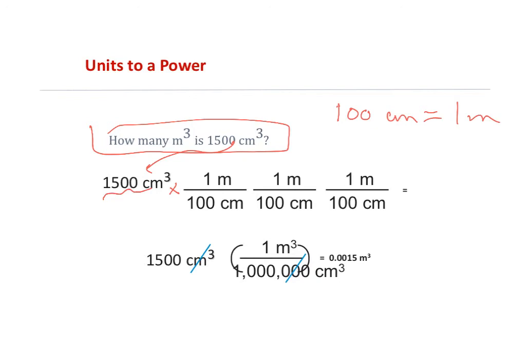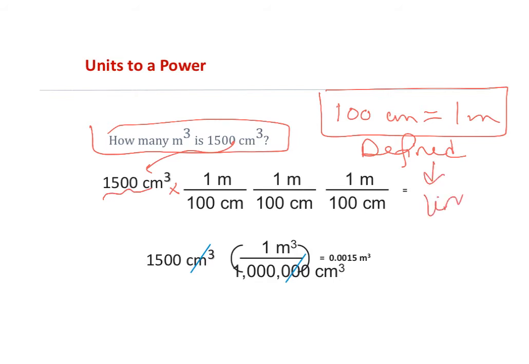So simple metric conversions. Now, another thing I want to mention to you is that this is a defined conversion. Somebody just randomly said, okay, we're going to call 100 centimeters exactly 1 meter. So that means that there are unlimited sig figs. So you do not take exact numbers or defined conversions into account when you're determining sig figs.